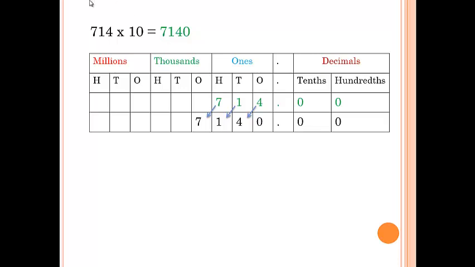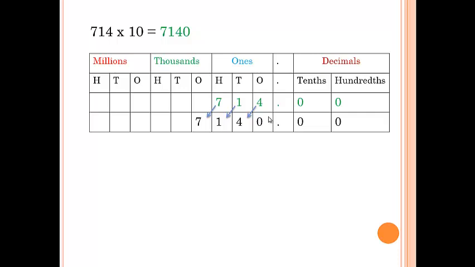Or when using a place value chart, this is a place value chart. 4 is in the ones, 1 in the tens, 7 in the hundreds. You will see 4 changing from the ones place to the tens place. 1 in the tens place changed to 1 in the hundreds. 7 in the hundreds changed to 7 in the thousands. And this place is empty, and in the empty place we will put 0 in it.